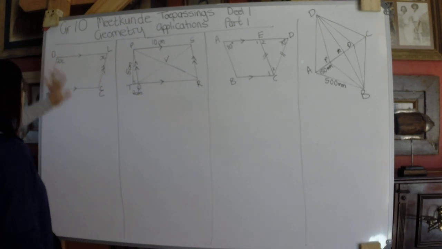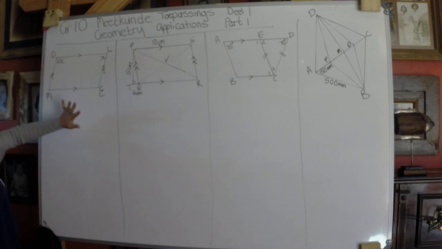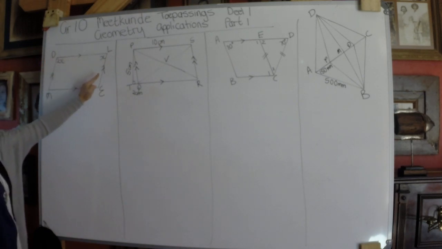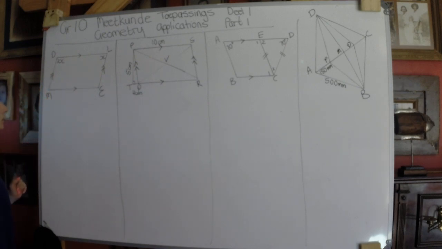If you just look at the sketch, just by checking it up, you can clearly see that this DMEL is a parallelogram. Hoekom? Want die oorstaande sye is ewenwydig en dit maak van hom 'n parallelogram.